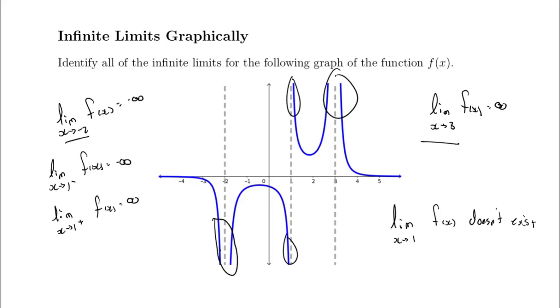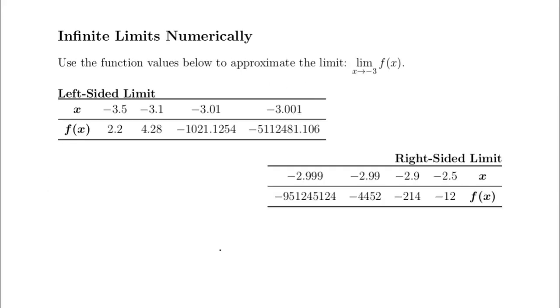And similarly, as you get close to the x value of 3, our y values increase. They look like they're unbounded. They're going up, chasing infinity. So we can give a bit more detail about how they don't exist. We can do this numerically as well.